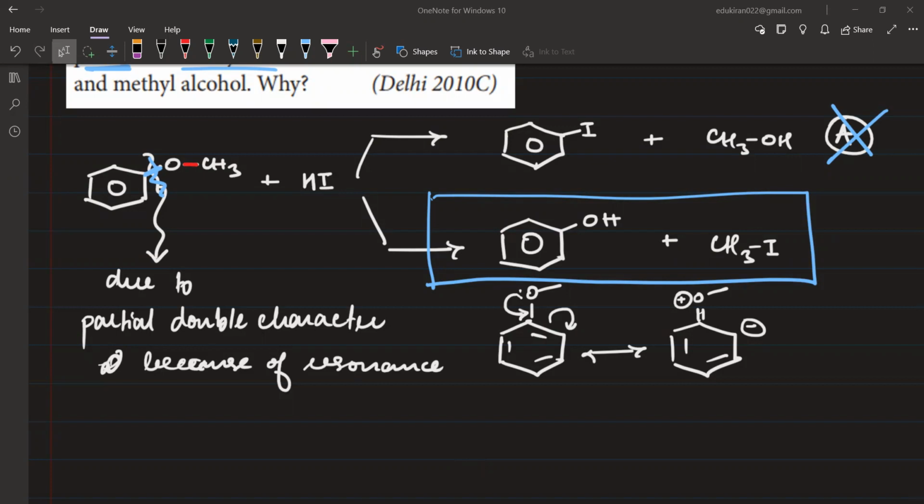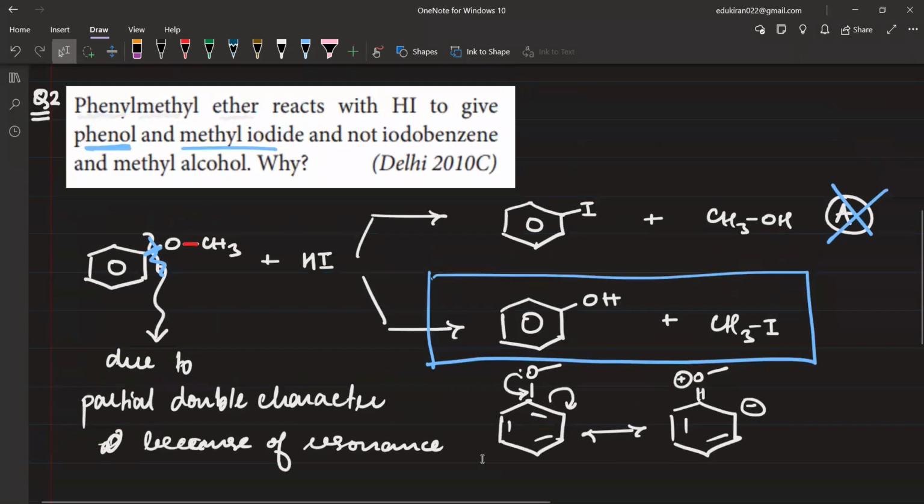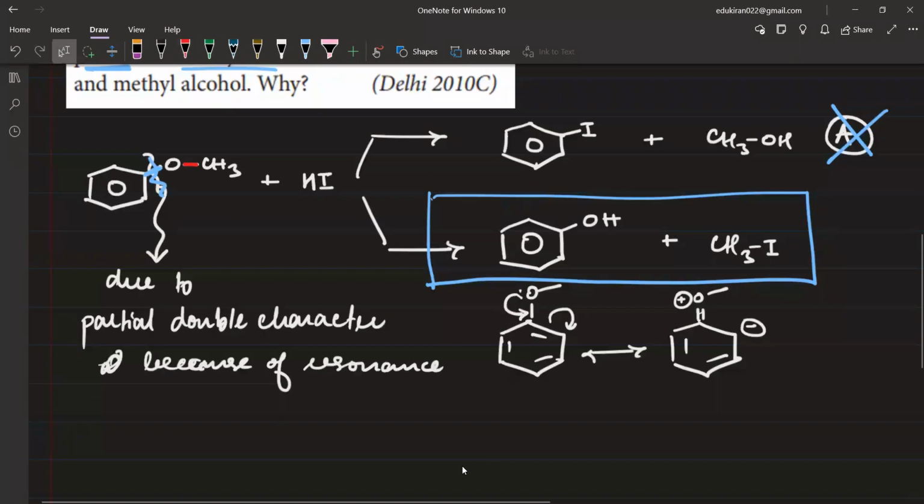Okay. The first part is fine. It is due to the partial double bond character. So this can only form. See, if it was not for partial double bond character, then some of this product would also have formed, but this bond does not even break. The CO bond of the benzene ring does not even break. That is the main reason why we are not writing that product. Okay. Good.